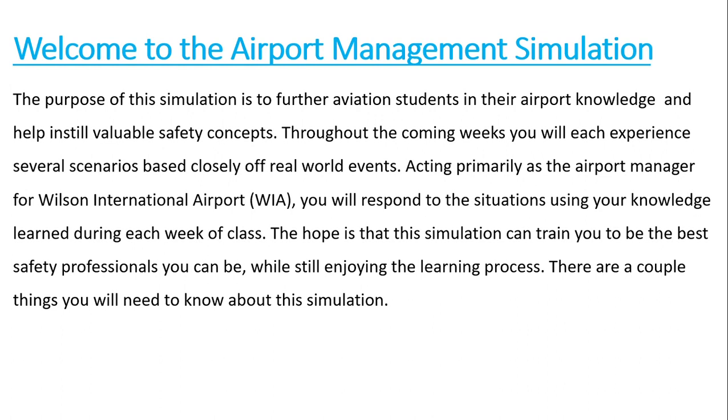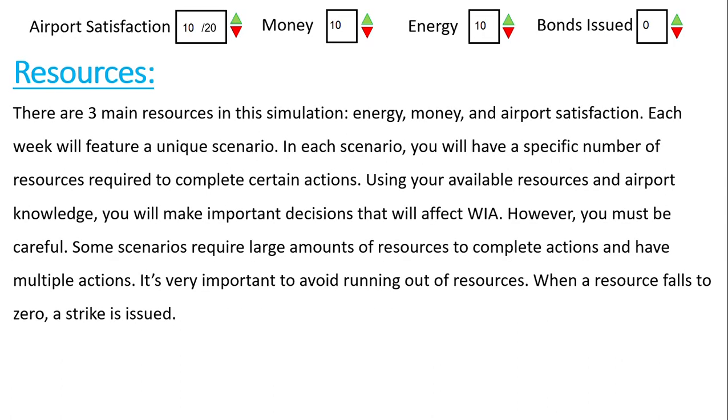The hope is that this simulation can train you to be the best safety professionals you can be, while still enjoying the learning process. There are a couple things you'll need to know about the simulation. The first thing is that there are 3 main resources in the simulation: energy, money, and airport satisfaction. Each week will feature a unique scenario. In each scenario, you'll have a specific number of resources required to complete certain actions. Using your available resources and airport knowledge, you'll make important decisions that will affect Wilson International Airport.